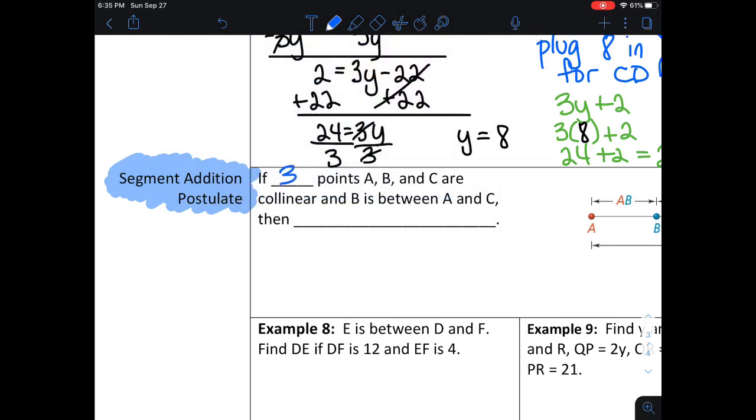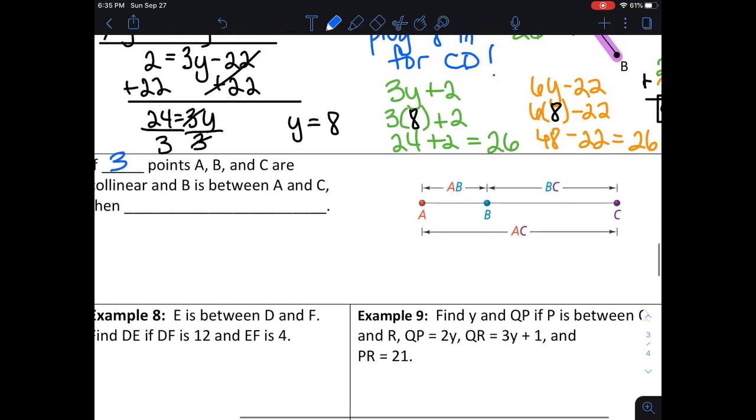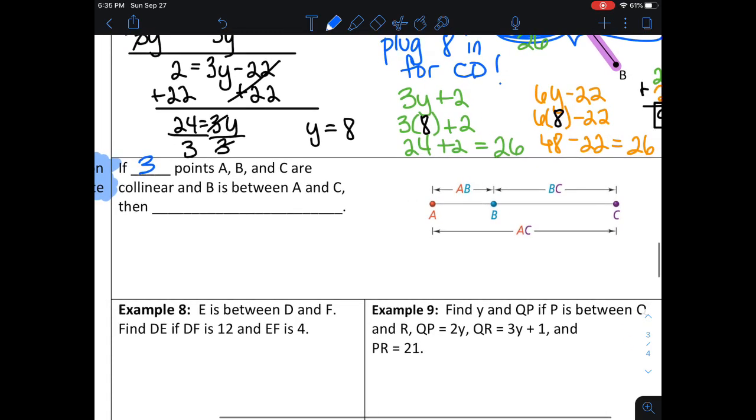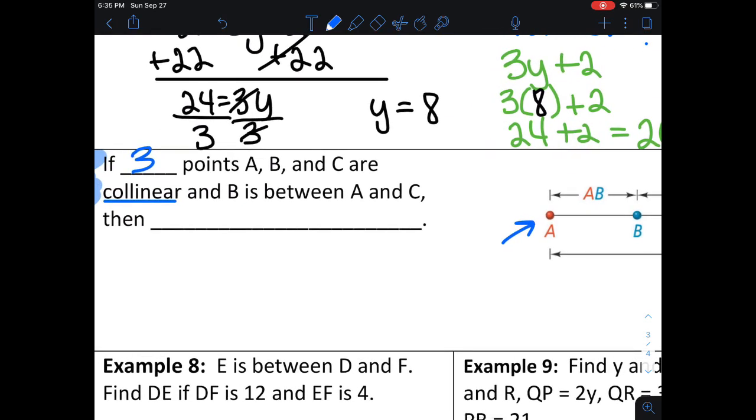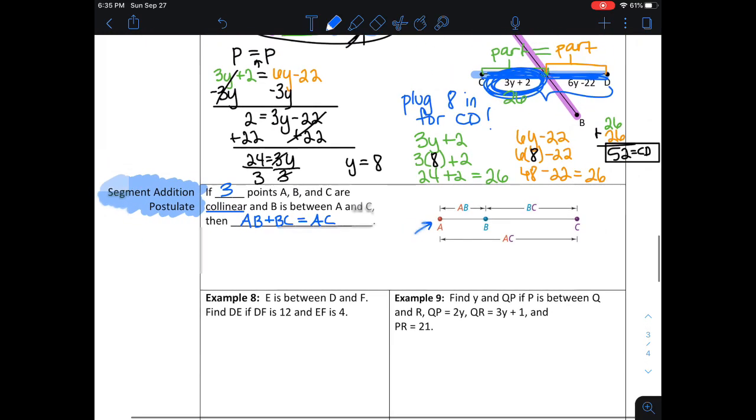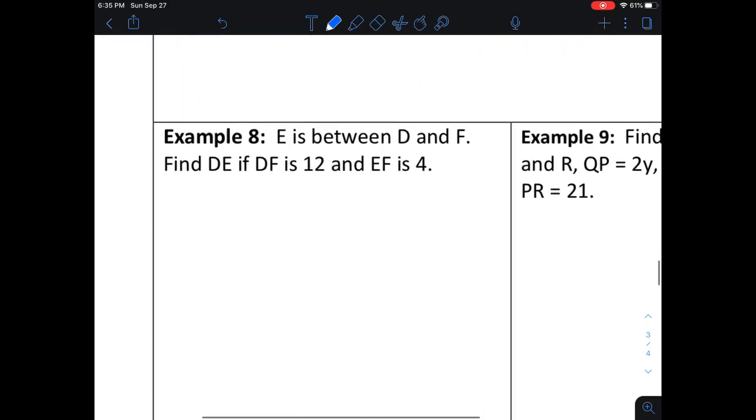All right, 3 points, A, B, and C are collinear, and B is between A and C. So I was going to draw a picture, but the picture's already over here. So they are collinear, right? They're on the same line, and B is between, says it right there, A and C. We got A here, we have C here. Then what you need to know is AB plus BC equals AC. All right, let's figure out what the heck that means.